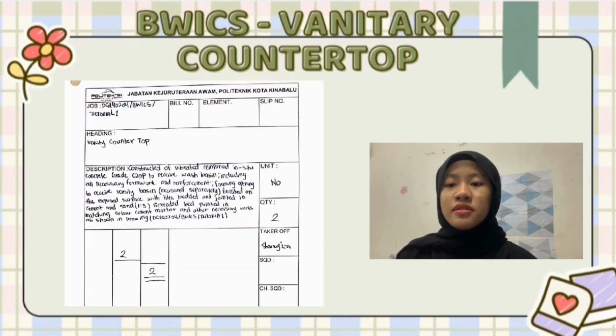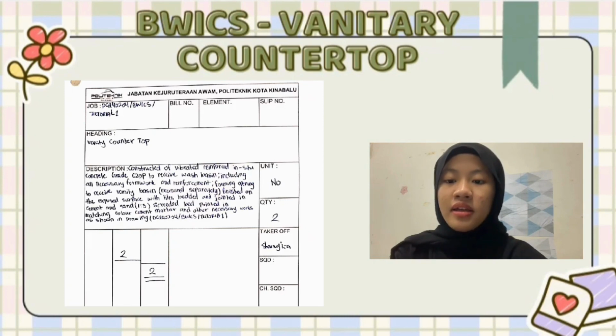The description details for vanity countertop is vibrated reinforced in situ concrete, grade C25P to receive wash basin. Also include the necessary formwork and reinforcement, and surface with tile, bed and joint in cement and sand. And last description, put as shown in drawing DCQ 40204 BWICS tutorial 1. The unit is numbers and the quantity is 2 because in the drawing the vanity countertop is 2.